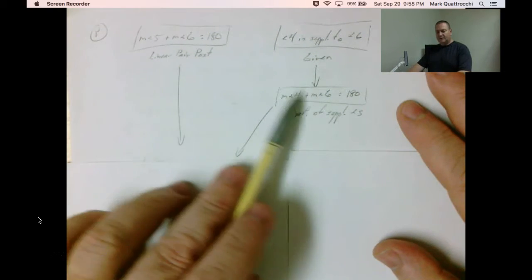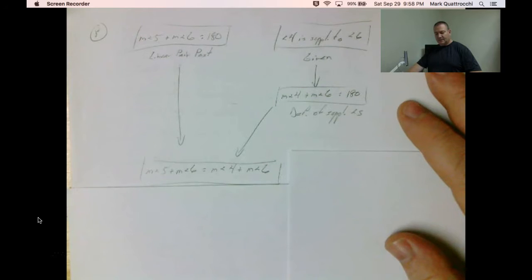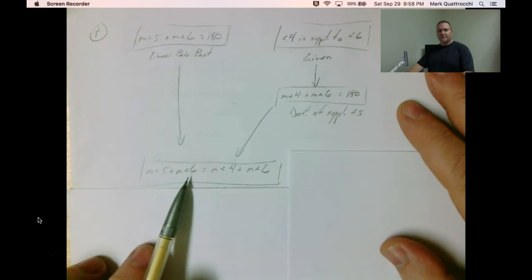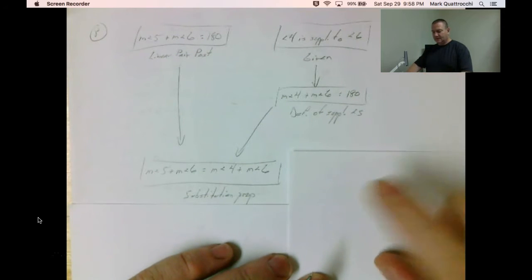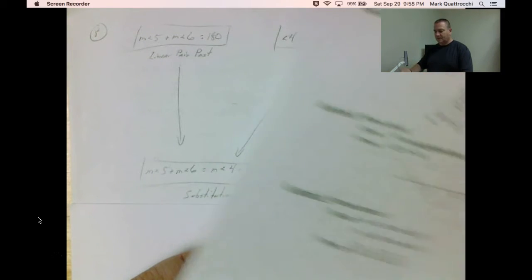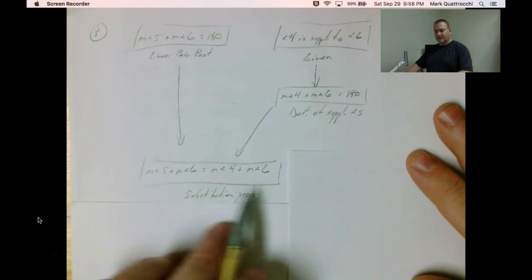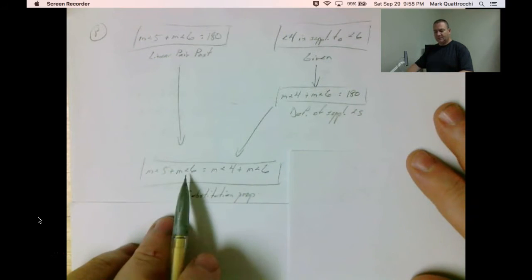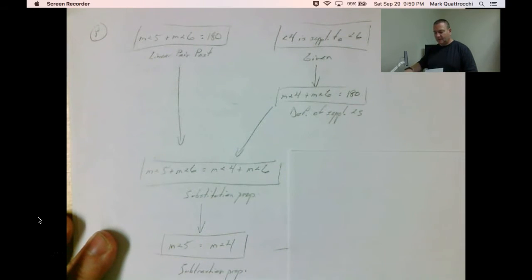How do I combine these two statements together? Well, they're both equal to 180, so I can set them equal to each other. Measure of angle 5 plus measure of angle 6 equals measure of angle 4 plus measure of angle 6. How do I know that? Substitution property. Now, this next statement that I have over here, I'll come back to that one. If I look at this, what can I do with this? Well, I have angle 6 on both sides. Subtract angle 6 from both sides, and I get measure of angle 5 equals measure of angle 4. Subtraction property.